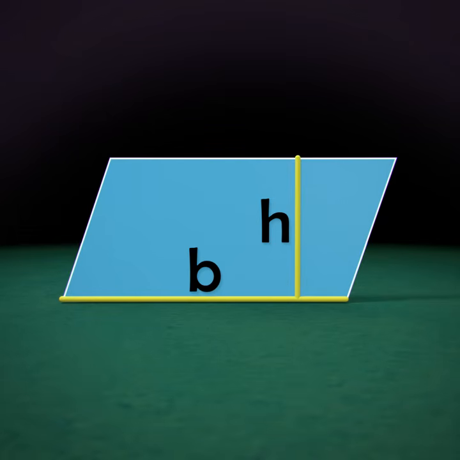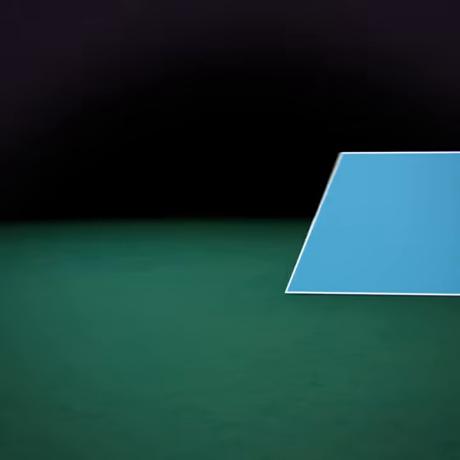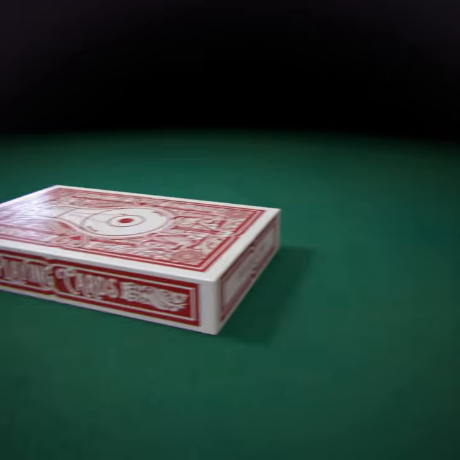Let's check out the area of a parallelogram, a four-sided shape with opposite parallel sides. Instead of just memorizing a formula, let's see how the formula works and gain some insight that can help us work with other, more complex shapes. We'll start with a box of playing cards.